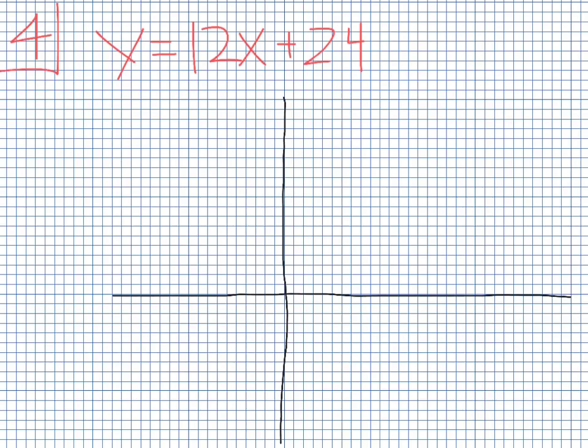Alright, in example 4, this is a word problem. It says a t-shirt company charges a design fee of $24 for a pattern, then sells the shirts for $12 each. The total cost y can be represented by y equals 12x plus 24, where x is representing the number of t-shirts. Alright, so this one, as you can tell, 24 is the y-intercept.